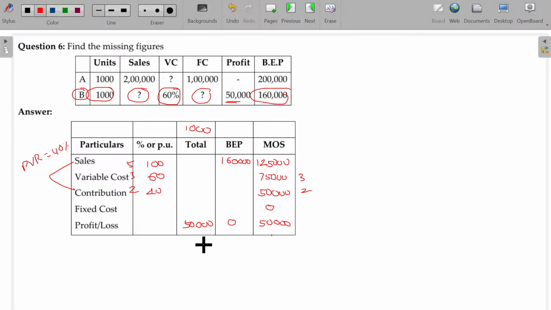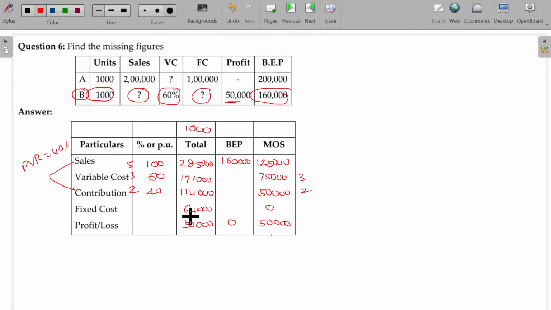As total sales is 1,25,000 for the MOS, overall sales being BEP plus MOS. So 160 plus 125, 2,85,000. Out of 2,85,000, 60% is variable cost and 40% contribution. Come on, calculate 60% of 2,85,000. 1,71,000. If I subtract 1,71,000 from here, 1,14,000 is the contribution and your profit is 50. The difference between these two, 64. Okay, 64,000 will be your fixed cost.